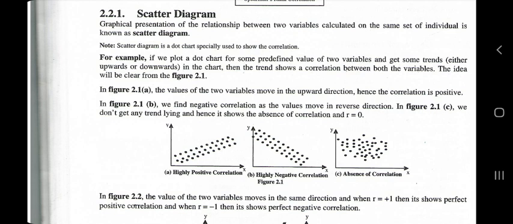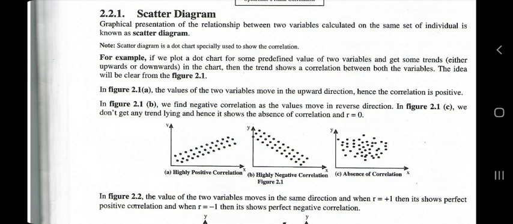But in the B graph, if you see, the data is moving to the right hand side, means x value is increasing, but it is coming down, means y value is decreasing. So one quantity is increasing and the other quantity is decreasing, means there is a negative correlation.